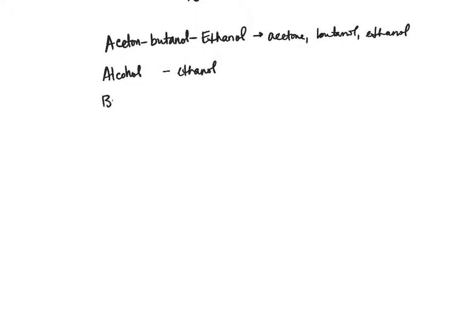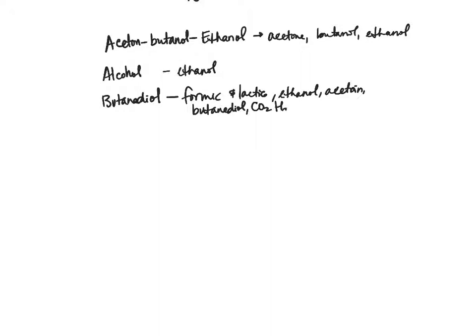Then we have our butanediol fermentation. In this case, we're getting formic acid and lactic acid. We also get ethanol from this, acetoin, butanediol, hence the name, some CO2, some hydrogen gas. This is what we use for wine, for example. So up here we can say beer and bread. This is our fermentation process for yeast going through bread. Here, wine is our butanediol fermentation pathway.